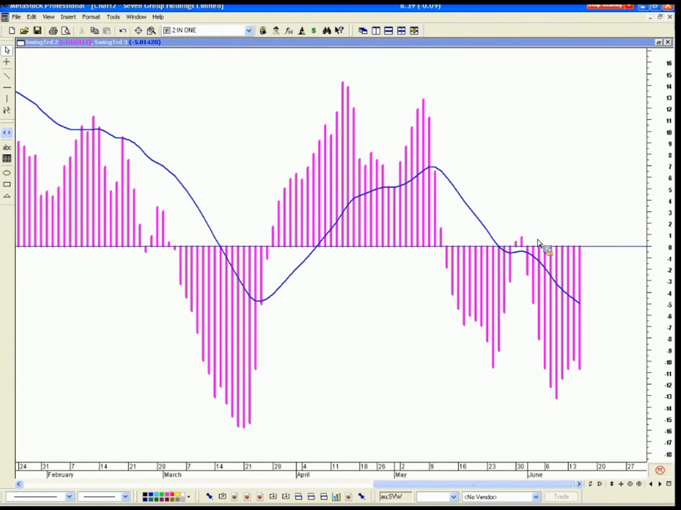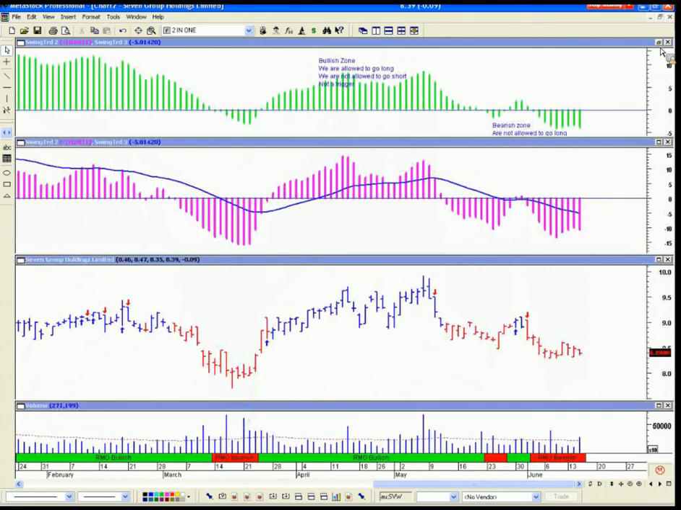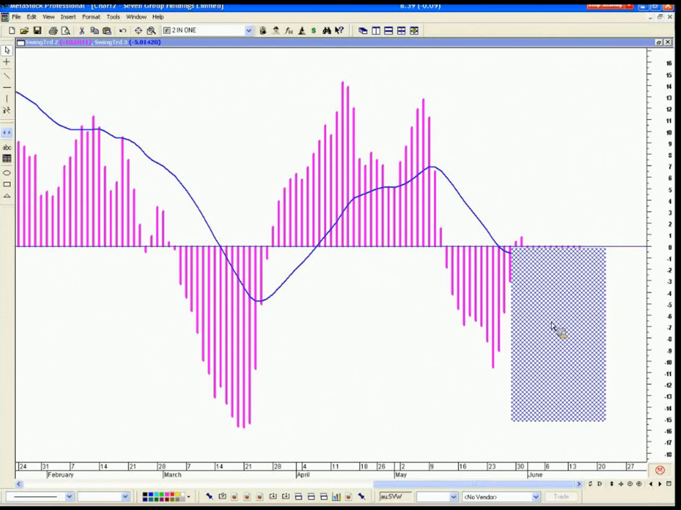So in other words, we've looked at the long-term trend. Now we're going to look at the short-term trend, okay? And I'm going to look at the last bar of the chart. If it's below zero, I'm going to say that short-term we are in a bearish zone, okay?